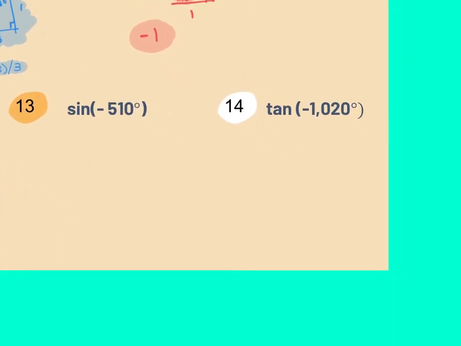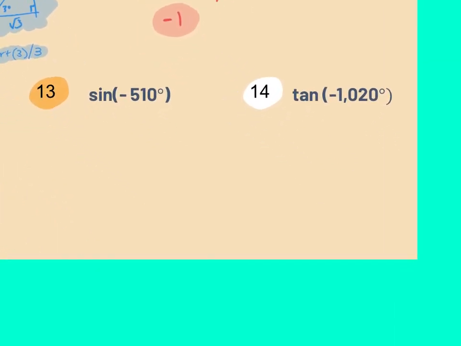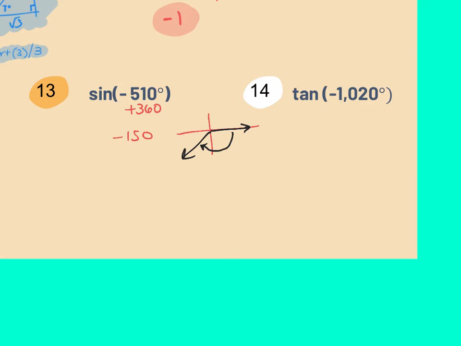Okay, then I get to 13, -510. This is too big, right? So I can go back by adding 360. I can find my positive coterminal by adding 360 here. So I could do -510 plus 360, that's -150. That means I'm going from here around past the 90, but haven't hit the 180. That would be a -150.